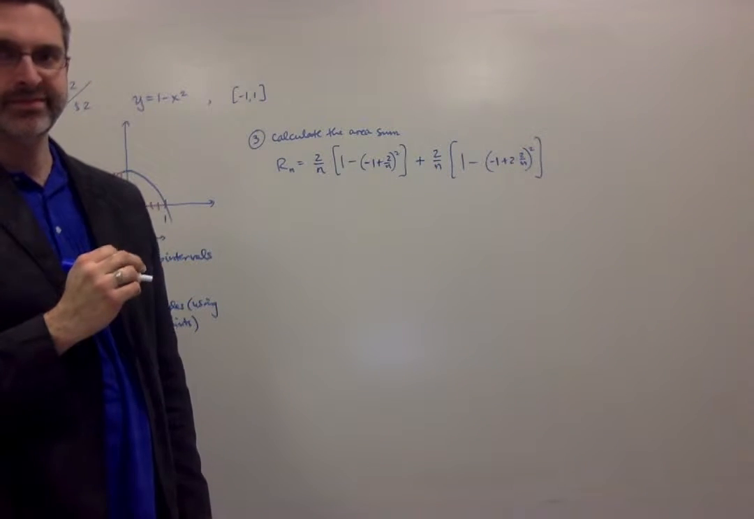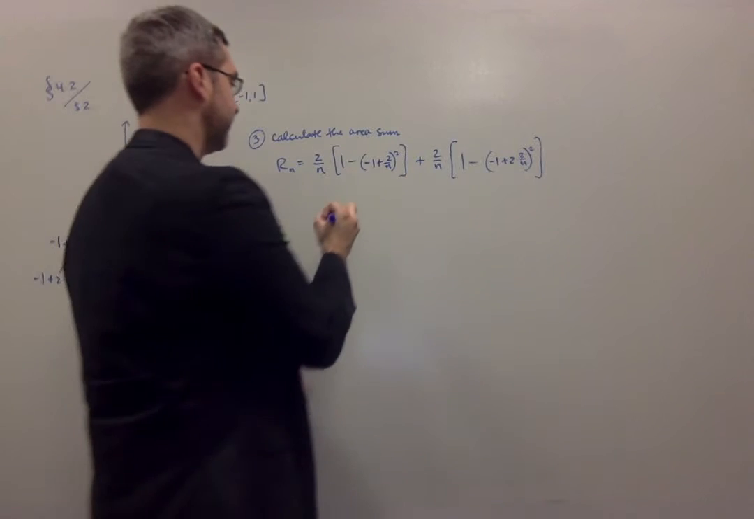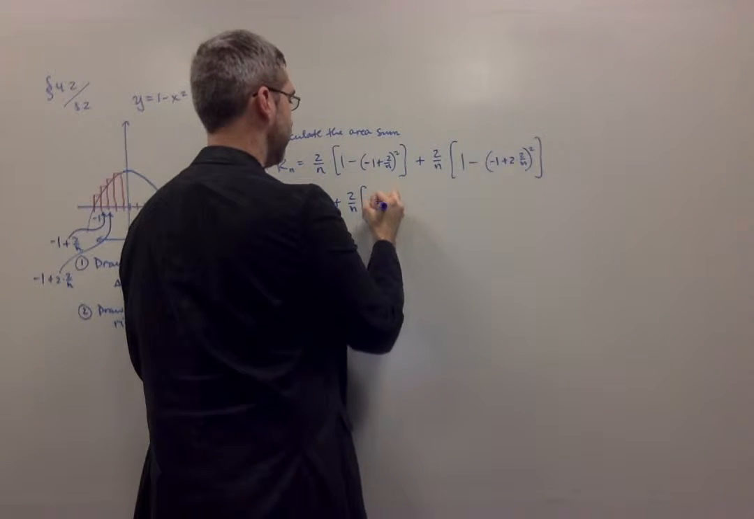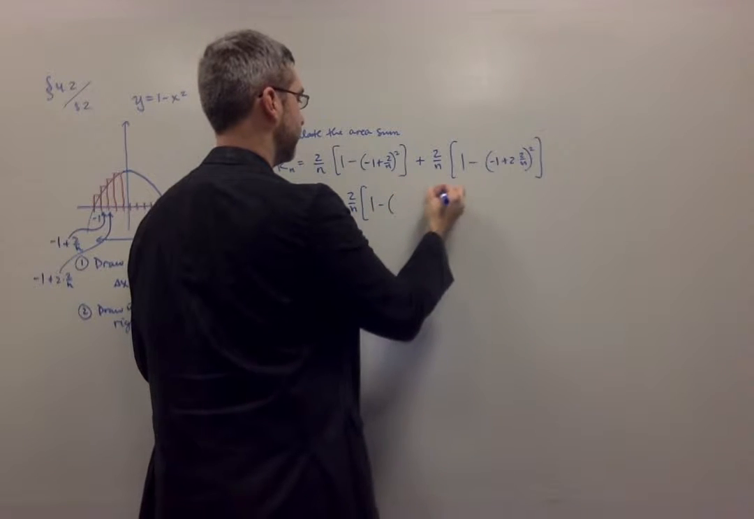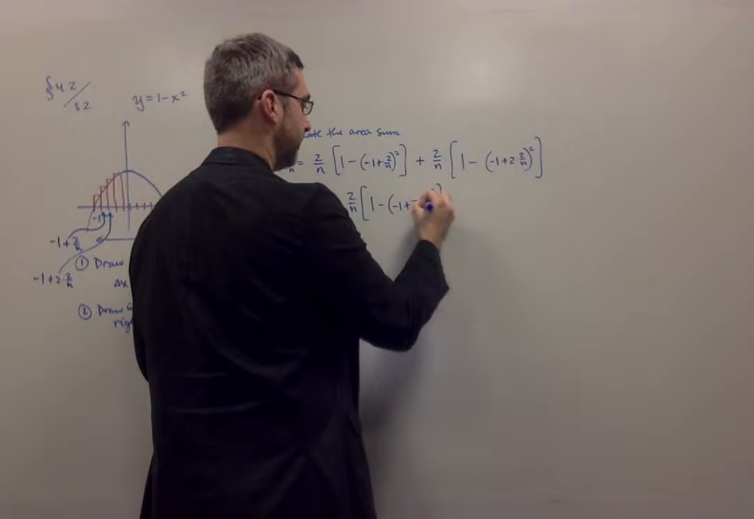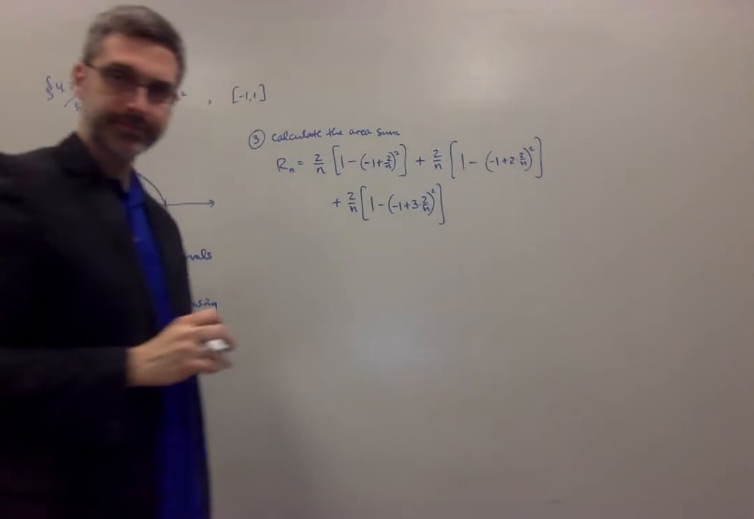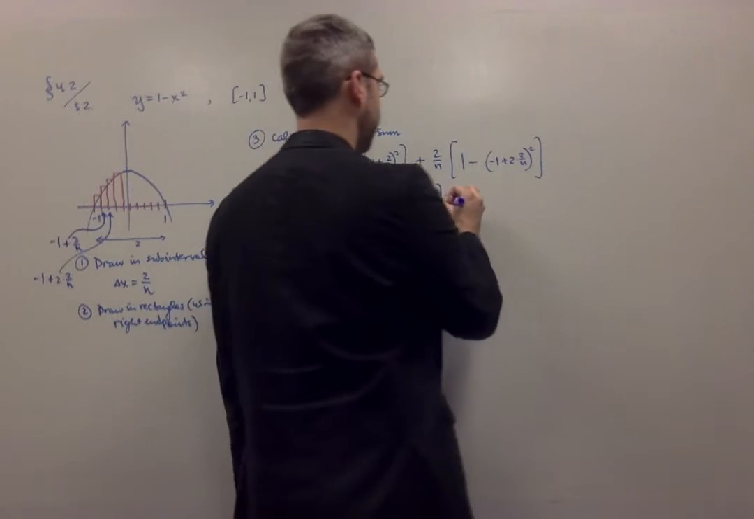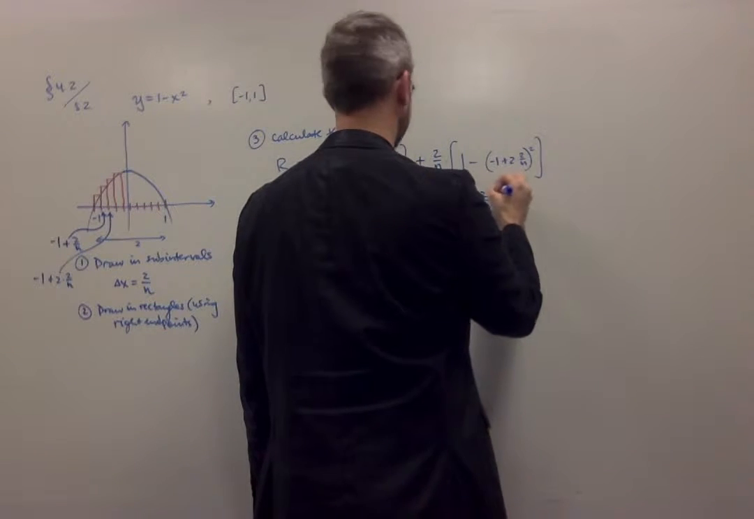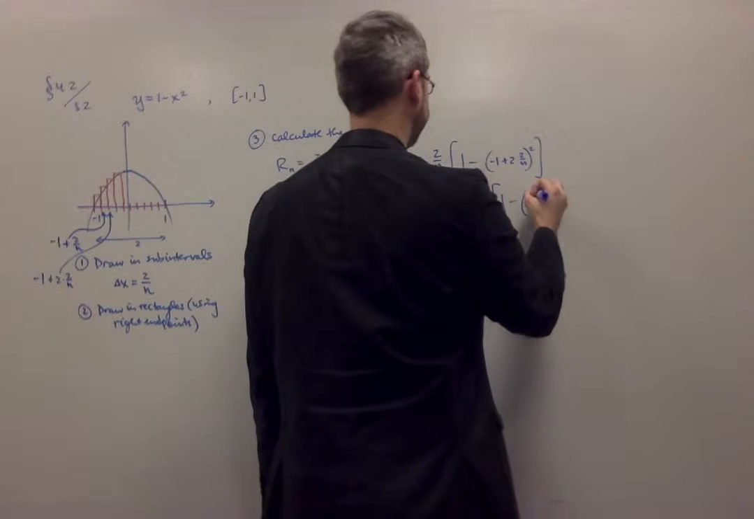Got it? And looking at the pattern, we see the next one is going to be 2 over n times the quantity 1 minus something squared, and that something is -1 plus 3 copies of 2 over n, right? And we keep going, dot, dot, dot, until we get to n copies of 2 over n.